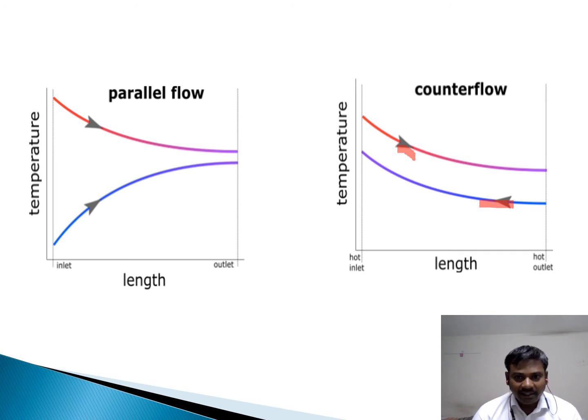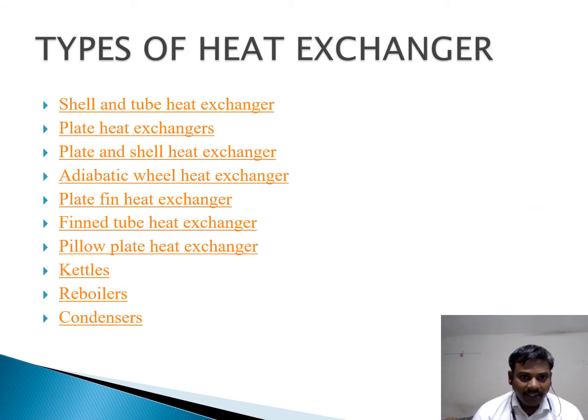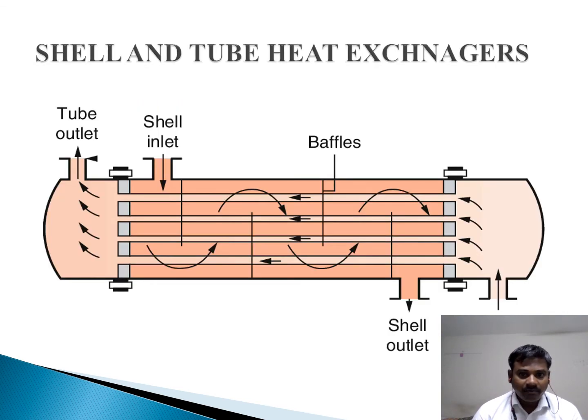While you're designing a heat exchanger, you have to be well aware of which type of flow is used in the problem. And the next main important topic is the types of heat exchanger: shell and tube heat exchanger, plate type heat exchanger, plate and shell, adiabatic wheel, plate fin tube, pillow plate, kettles, reboilers, and condensers. Today I'm going to mainly focus on the shell and tube heat exchanger and double pipe heat exchanger. So the first one is the shell and tube heat exchanger.